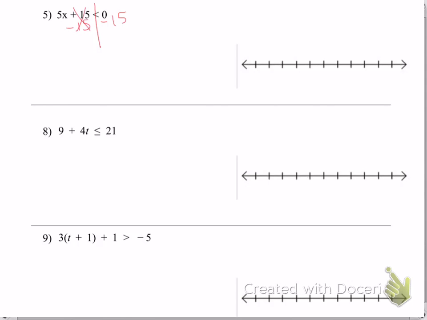These will cancel out, so we have 5x is less than -15. Divide both sides by 5 to get these to cancel out. So we have x is less than -3.